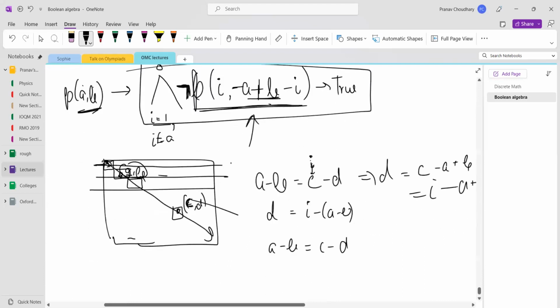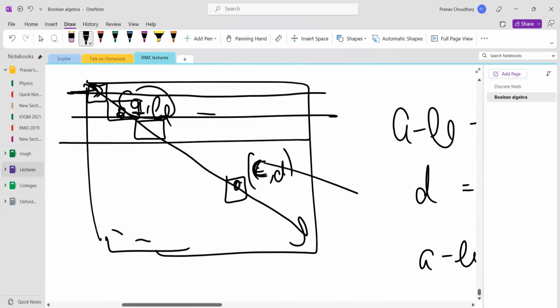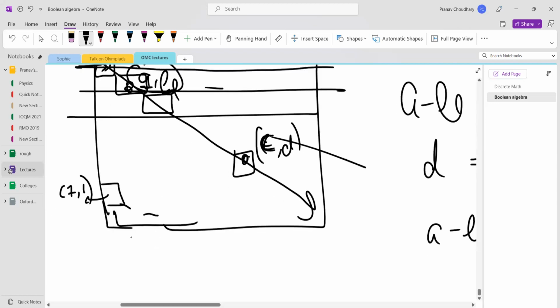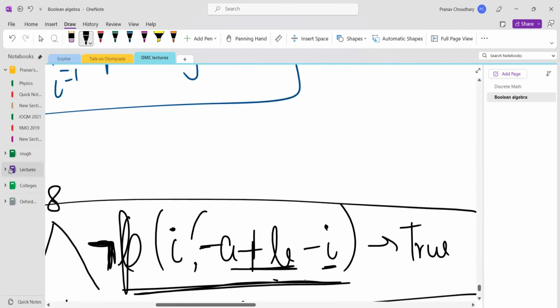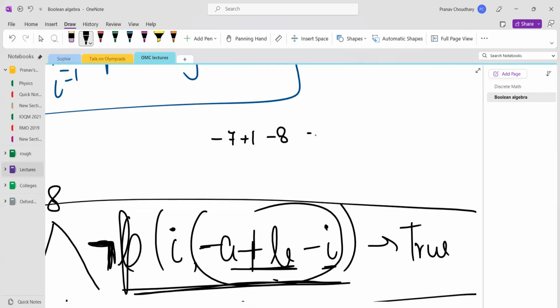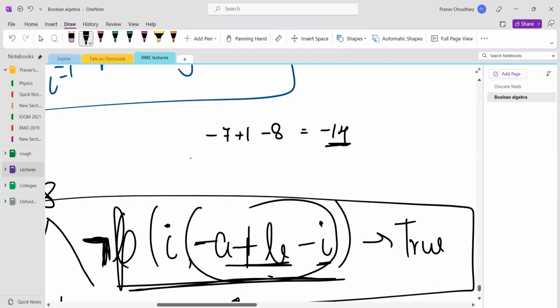Okay. But the slight flaw here, which I was talking about, is suppose you have this cell. The coordinates are like 7 comma 1, and let's say you take i equals 8 in here. Then this coordinate will be minus 7 plus 1 minus 8, which is minus 14. But this is not defined, like j should be from 1 to 8 only, right?